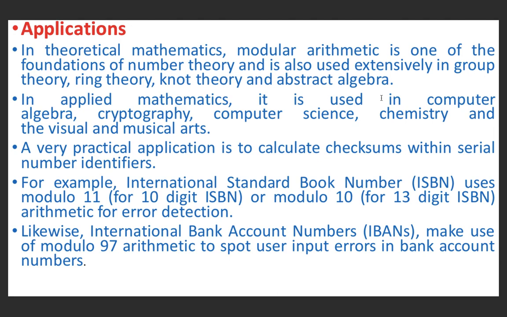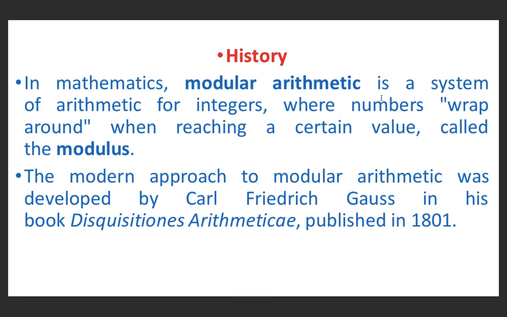In mathematics, modular arithmetic is a system of arithmetic for integers where numbers wrap around when reaching a certain value called the modulus. This modern approach to modular arithmetic was developed by Carl Friedrich Gauss in a book published in 1801.